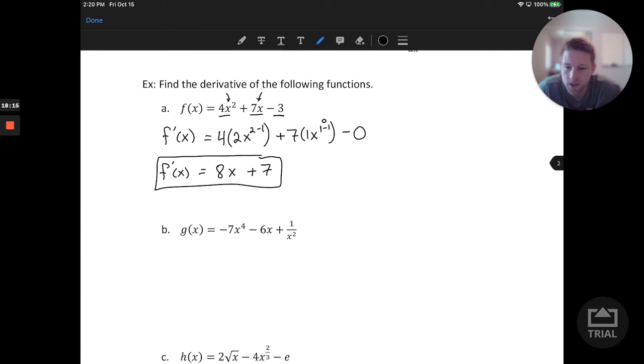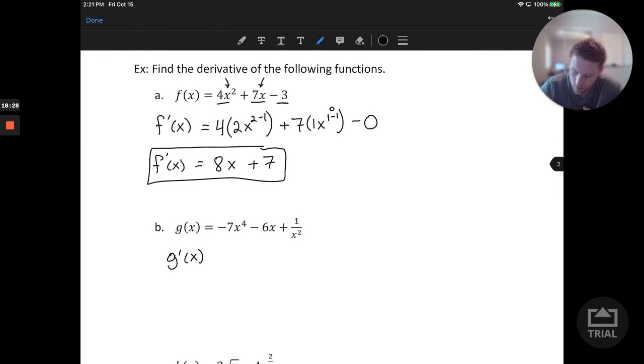If we take a look at the next function, this is a g of x function. Let's go ahead and go term by term with this one as well. G prime of x would be the derivative name. We could keep the constant multiple in the first term as -7, and then the derivative of 4 to the x we would call 4x to the third power. We bring down the power and subtract 1 from the exponent.